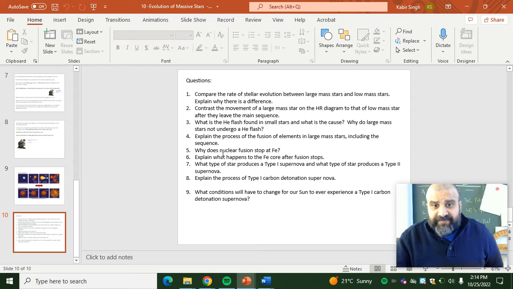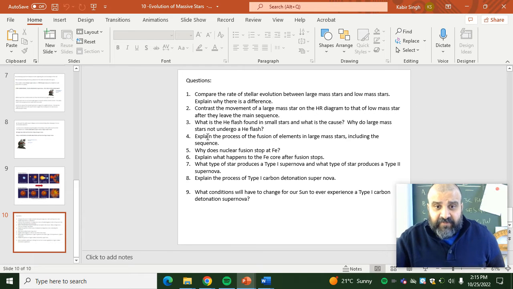What happens to the iron core after fusion stops? Gravity collapses the core, and it gets hotter and hotter. Then we get photodisintegration. It's so hot that the radiation has so much energy it breaks apart all the atoms. The atoms are broken down into their subatomic particles.